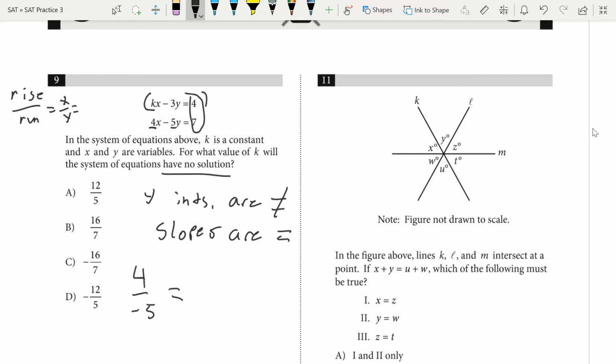And now our equivalent ratio is going to be k over -3. We multiply each side by -3 to get k alone, right? Now we have k equals -3 times 4, which is -12, divided by -5, which is equivalent to 12 over 5. So 12 over 5 will be our answer, which means our answer is A.